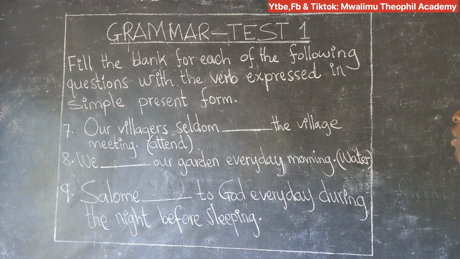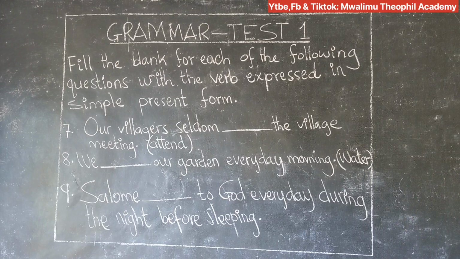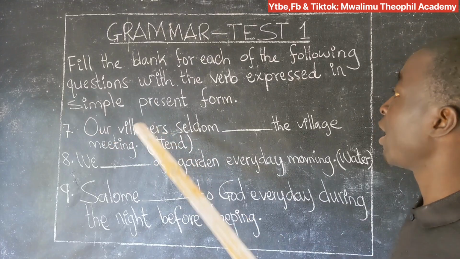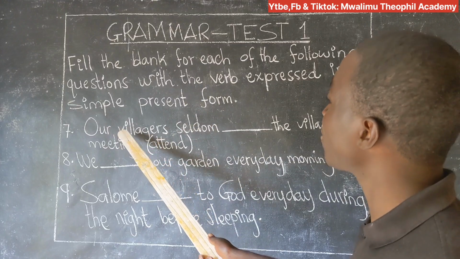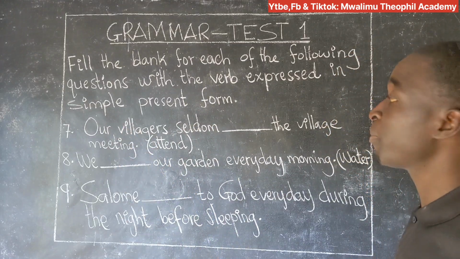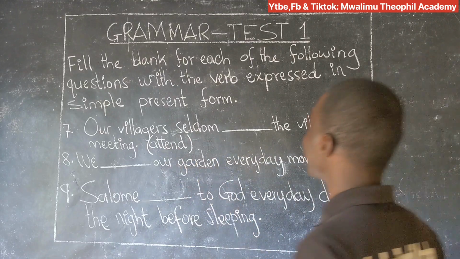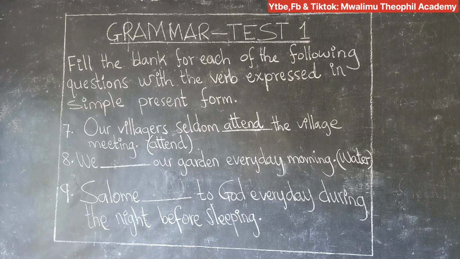The verb given in bracket is attend. As you see, this sentence is a positive one. It is a positive sentence. And we find that the subject is in plural form, as we find is our villagers. As we have said, the sentence expressed in simple present form, if the subject is in plural form, a main verb remains as it is. Now, the answer here will remain to be attend. So the complete sentence now is going to be read as our villagers seldom attend the village meeting.